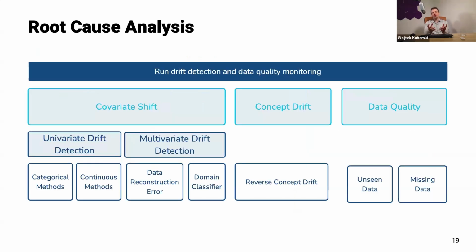Now, in terms of the toolset and the algorithms we have at our disposal for each of these groups, I'm going to go quickly over everything. We have quite a lot of tools available right now, so definitely we don't have time to go deeper into anything here. But just to give you a quick overview, for covariate shift detection, we can use univariate drift detection methods, where we have categorical methods, both distance and statistical based. Distance based would be, for example, Jensen-Shannon distance. For statistical, we have the KS test, chi-square, etc. And then we have continuous methods again.